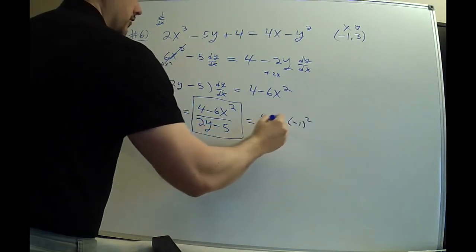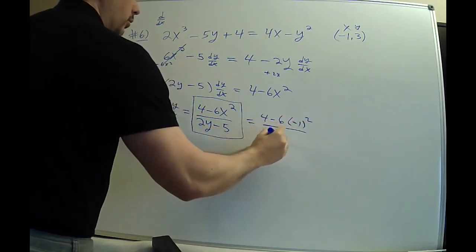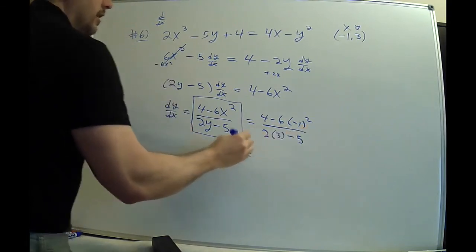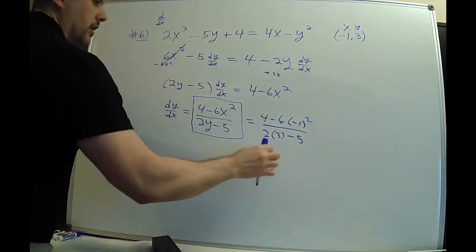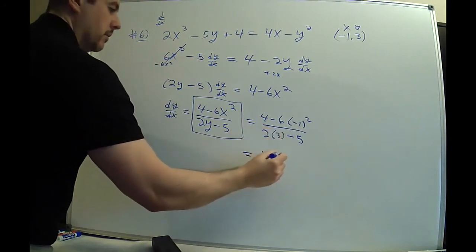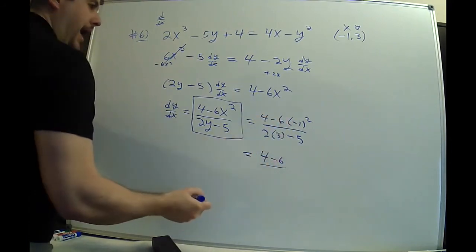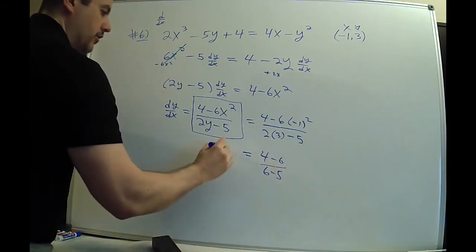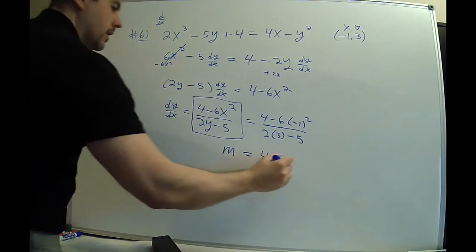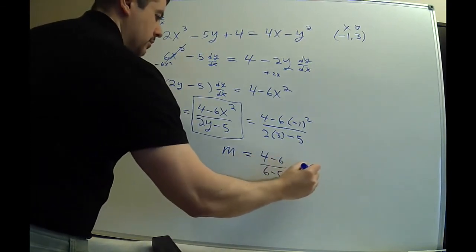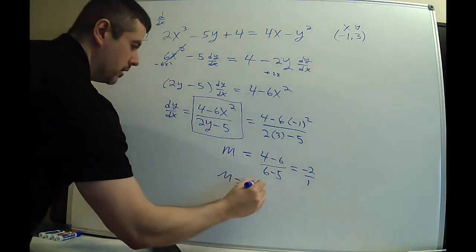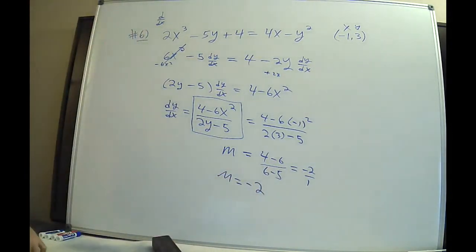I have no idea how this is going to come out. Wherever you see y, you're going to put 3. Oh, I made it come out so nice. On top, you're going to get 4. Look, -1 squared is 1. -6 times +1 is -6. So on the bottom, you get 6 minus 5. This is your m, right? On the top, you get -2. On the bottom, you get a 1. This could not have been more of a gift.